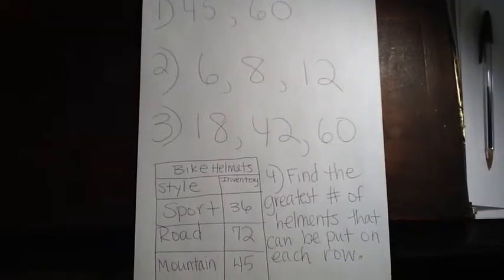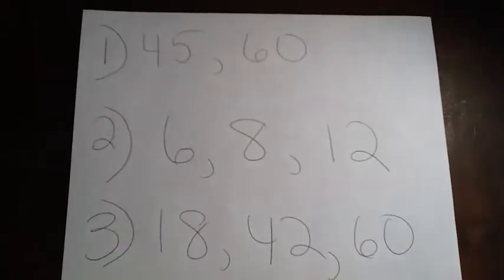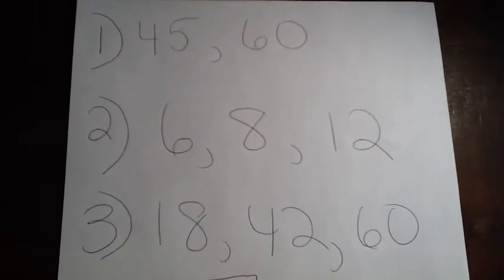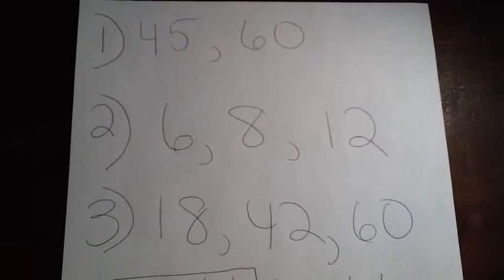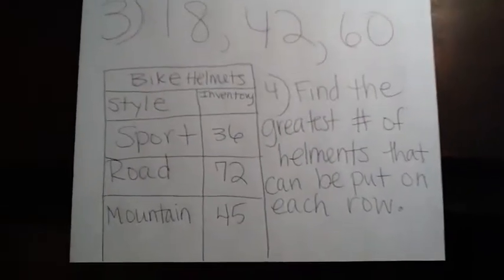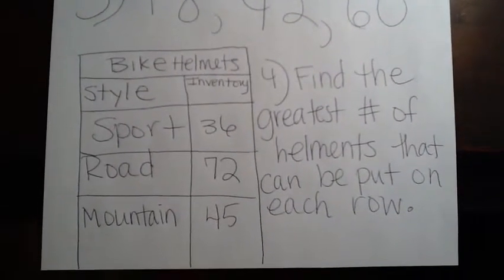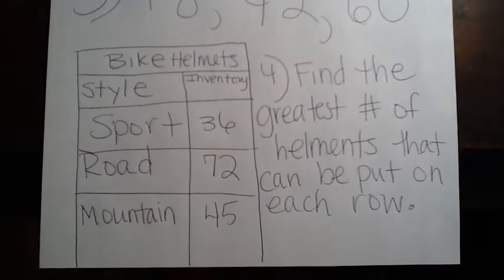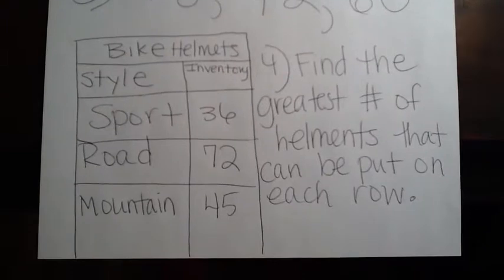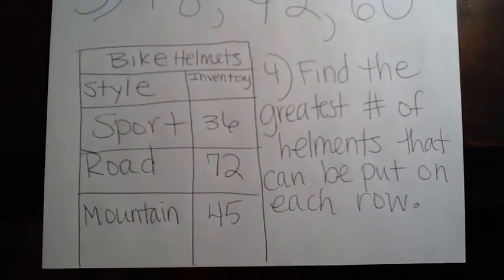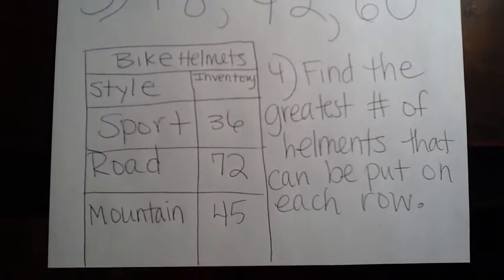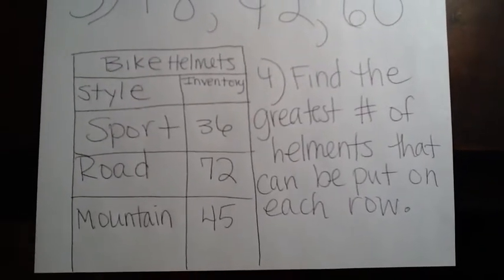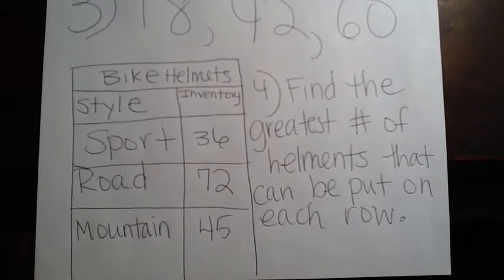Alright, you have a few problems to do for me. For numbers 1, 2, and 3, you need to go ahead and break them down to find the greatest common factor. On number 4, I gave you a chart, and it shows bike helmets listed by style and by how many they have. So they have 36 sport helmets, they have 72 road helmets, and they have 45 mountain helmets. So go ahead and find the greatest number of helmets that can be put on each row in a store.